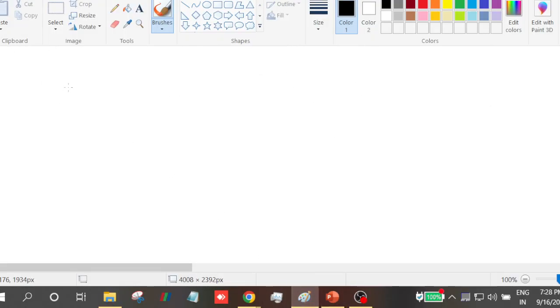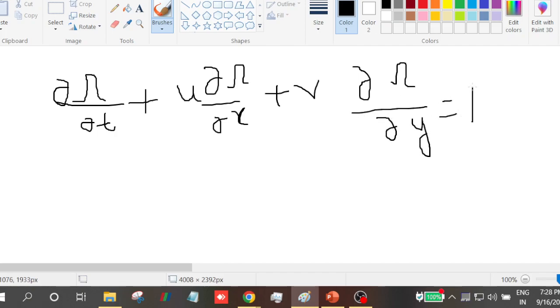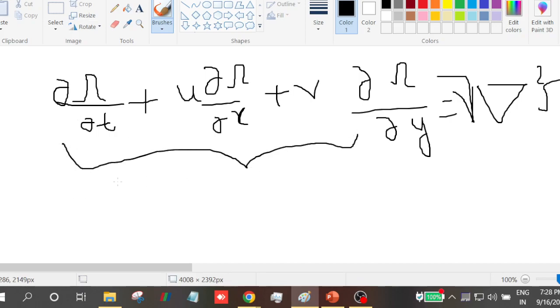Okay, so usually, in an unsteady state, dou omega by dou t plus u into dou omega by dou x, plus v into dou omega by dou y, is equal to nu, that is the kinematic viscosity, into the Laplacian of omega, that is dou square omega by dou x square plus dou square omega by dou y square. So these are the equations, in a scalar format, in a non-conservative form. This whole thing is usually called the material derivative.